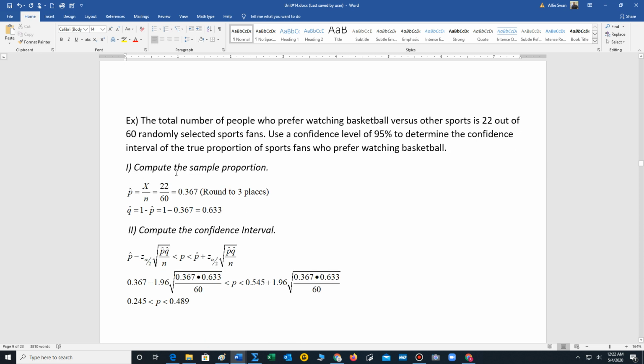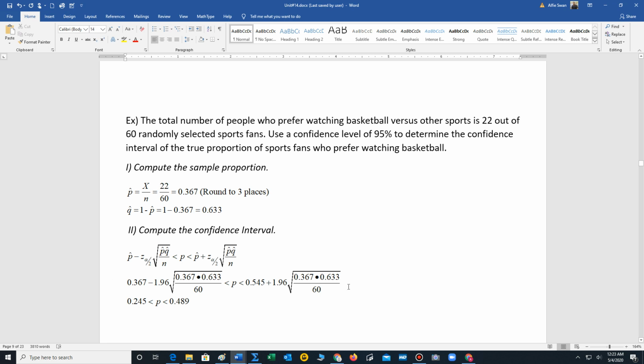So step one, we're going to compute the sample proportion. So p hat is x out of n. So remember, the smaller number is always on top, bottom number at the bottom. 22 out of 60, we always round to 3 places, 0.367. q hat is 1 minus p hat, so 1 minus 0.367, 0.633. We take this information along with 95%, that's going to give us a z-value of 1.96 from table F.